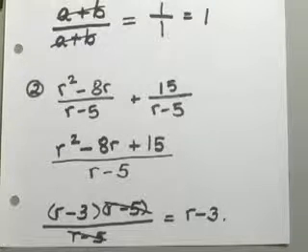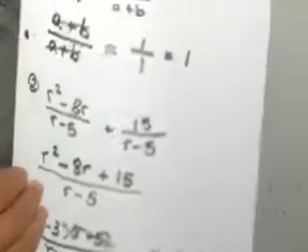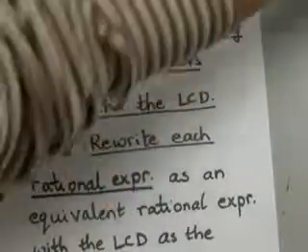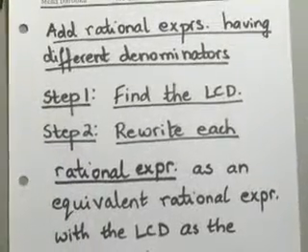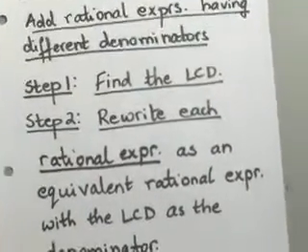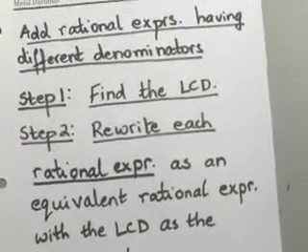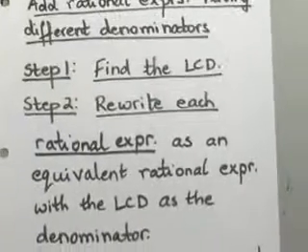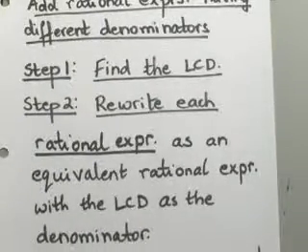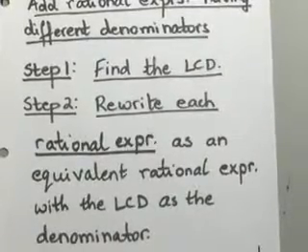Now when you're working with same denominators, it's fairly easy. All you do is add the numerators and then reduce it and put it in lowest terms. When you are working with rational expressions that have different denominators, it's going to be a little bit different. So let's see how you can add rational expressions that have different denominators. The first thing would be to find your least common denominator. That's your first step. Then the second step would be to rewrite each rational expression as an equivalent rational expression with the LCD as a denominator.